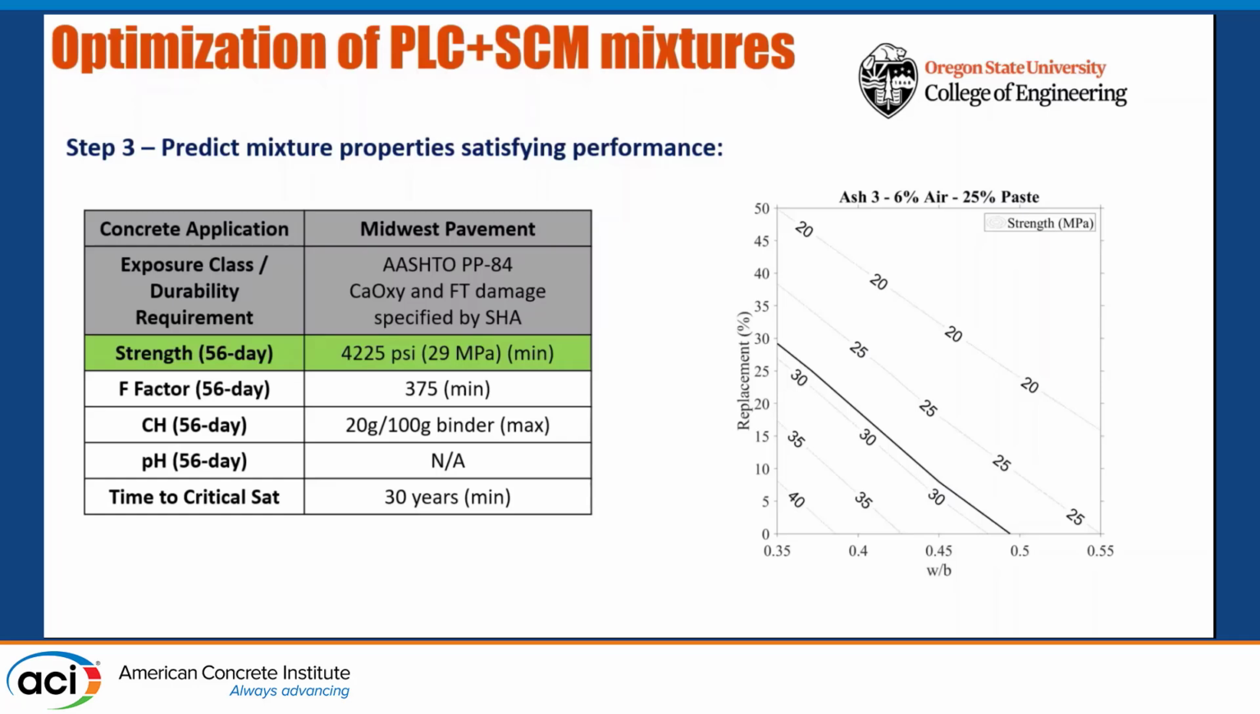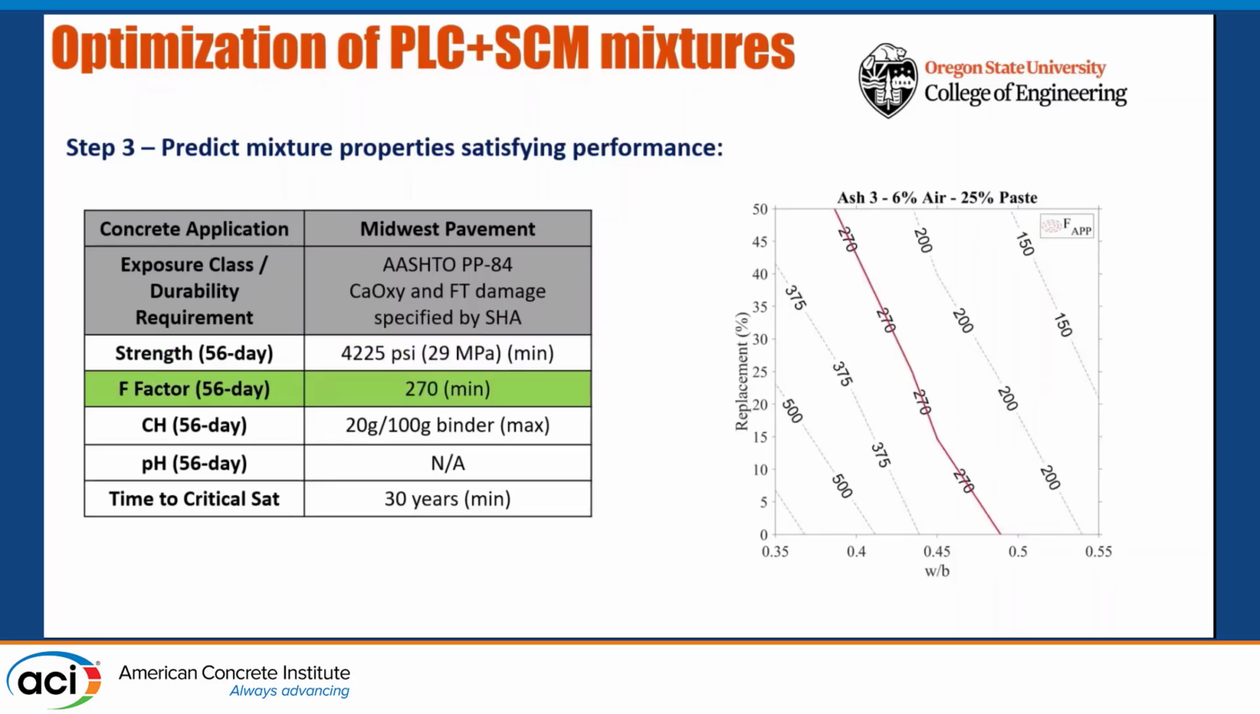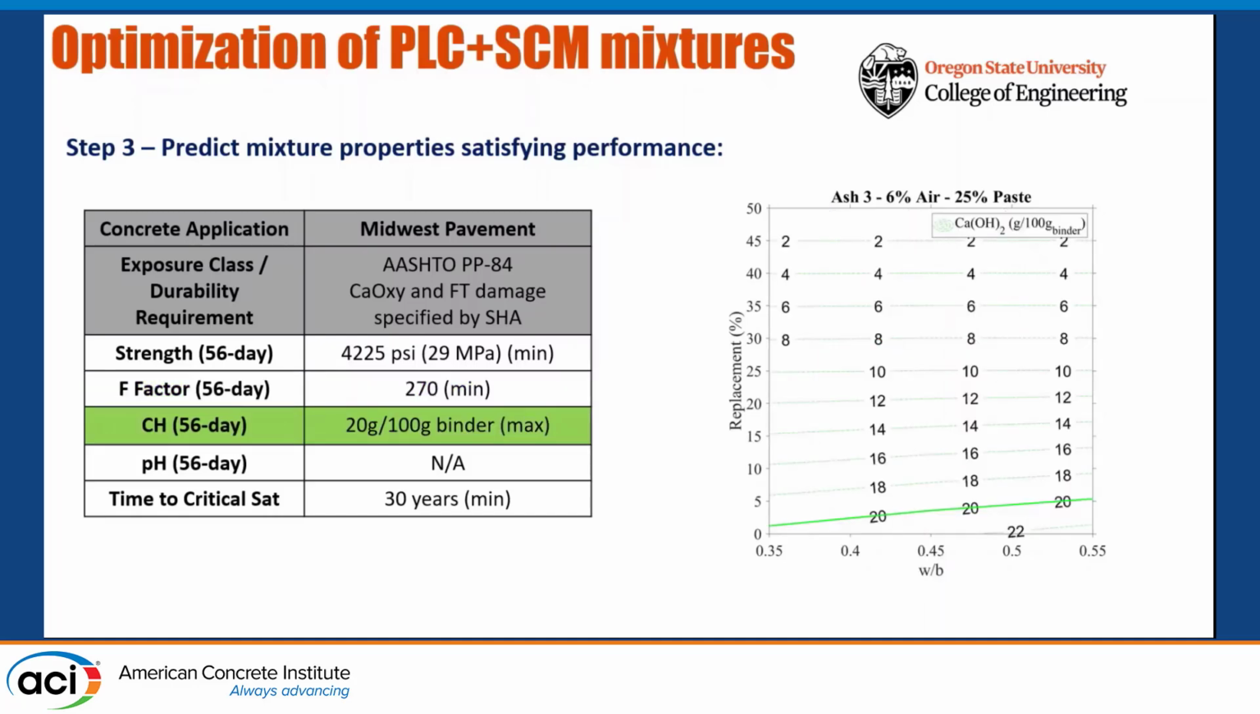Now, I can do this for any other criteria that I have. If I do this for formation factor, this is the line that represents the formation factor of 270, and the left side is showing me all the mixtures that would have a 270 and higher formation factor. I can do that for calcium hydroxide content. That might be relevant for a Midwest pavement because we worry about calcium oxychloride damage, and calcium hydroxide content is important. We don't want a lot of calcium hydroxide in the system. So anything lower than 20 grams per 100 gram binder is good. So anything above this green line is fine.